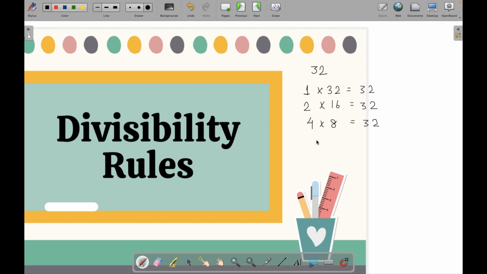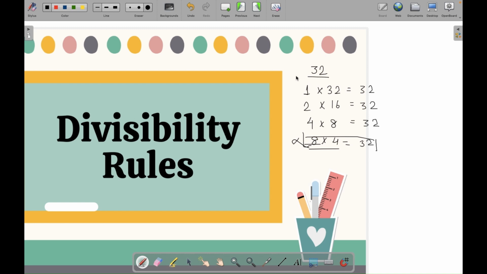With 8, it is again divisible. So 8 times 4 is 32, so again we are repeating the same thing. So I'll stop finding factors here, because 4 and 8 and 8 and 4 are the same pair of factors. So the factors of 32 are 1, 2, 4, 8, 16 and 32. So this was how we computed the factors of 32.